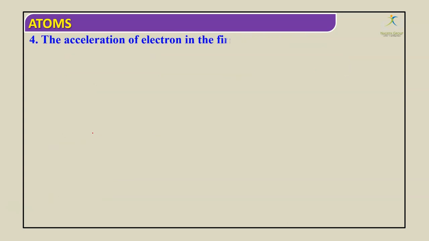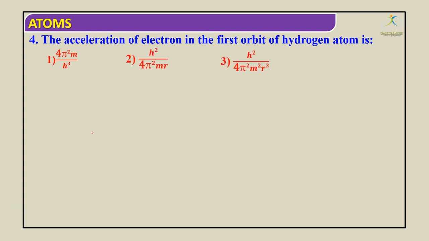Now we are taking our next question. The fourth question is, the acceleration of electron in the first orbit of a hydrogen atom is 4 pi square m by h cube, h square by 4 pi square m r, 3 h square by 4 pi square m square r cube. The fourth option is m square h square by 4 pi square m r cube.